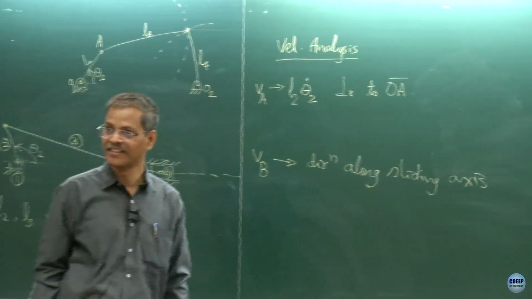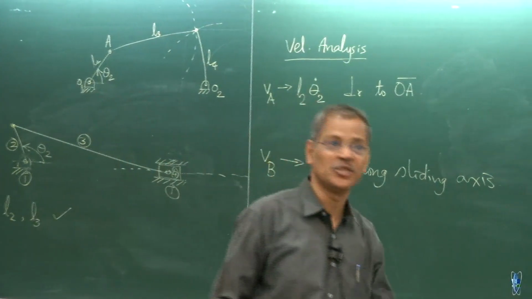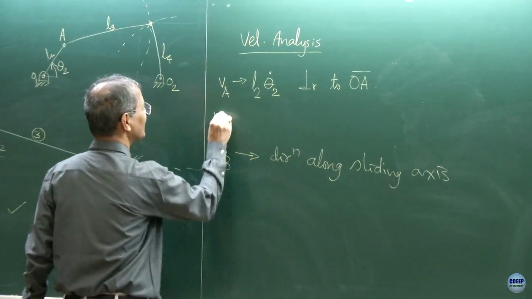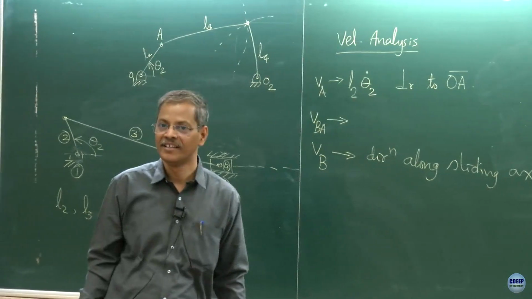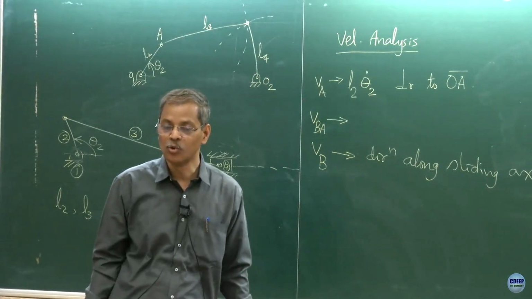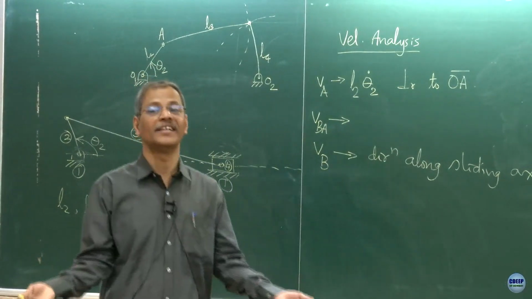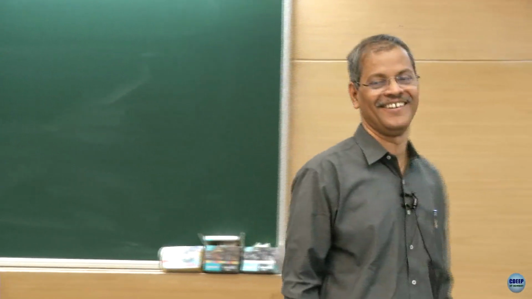Okay. Now, what is the step missing between these two? VA is here, VB is here. What's missing between the two? What is VBA? Omega into length of AB. But whose omega? I don't know that yet. So about VBA, what do I know? What do I know about VBA? I can't be more direct than this.